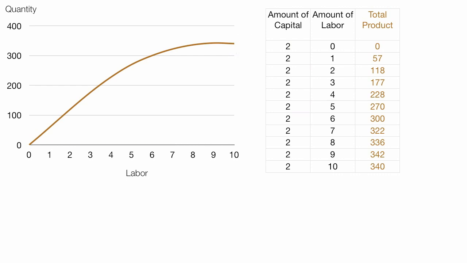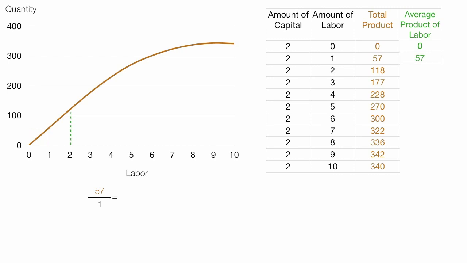Now, if I want to calculate average product of labor, the way I do that, for example, I take 1 labor unit, and that equates to a quantity of 57, or total product of 57. Then I take 57 divided by 1, and this is equal to 57, which is the average product of labor.